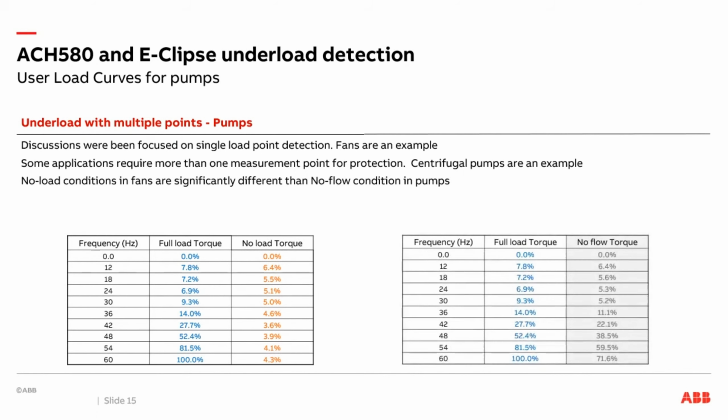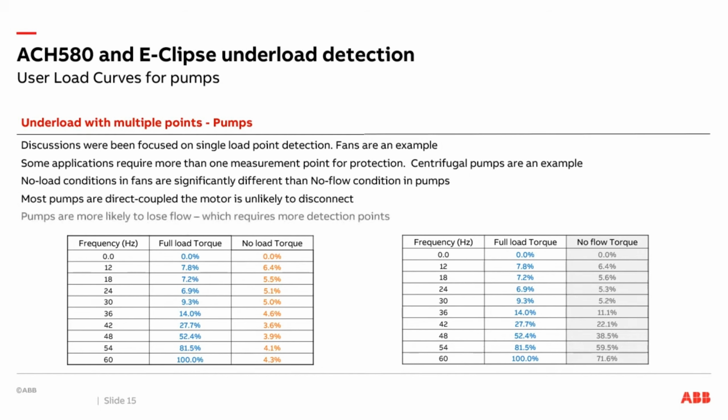And since most pumps are directly coupled, a loose or broken coupling is unlikely and certainly not the highest risk. A more likely scenario is that a pump loses flow, and that means detection will need 2 or more load points. Measuring torque at multiple points creates a better user profile.